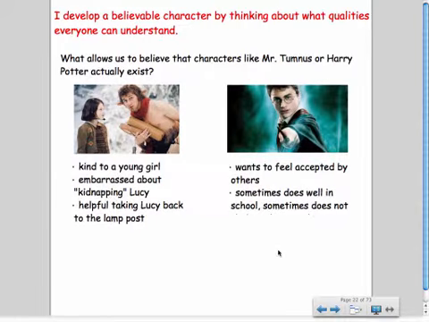Something else that we can relate to is that sometimes he does well in school and sometimes he doesn't. And that's something that, whether it's school or sports or instrumental practices or dance lessons, whatever it is that we're participating in, there are times where we do really well and succeed, and there are times where we don't. And so because he has those traits, we can believe that he's real and we understand how he feels.